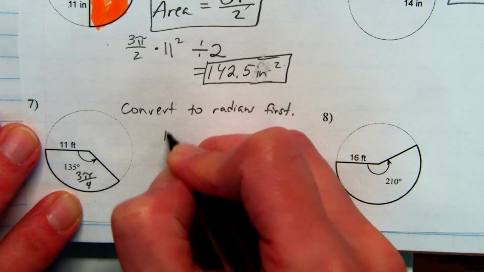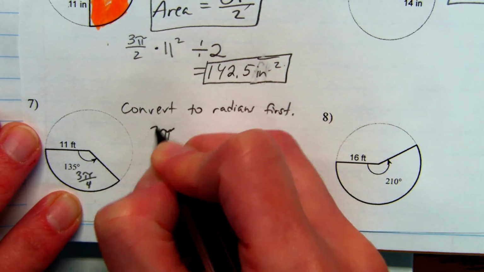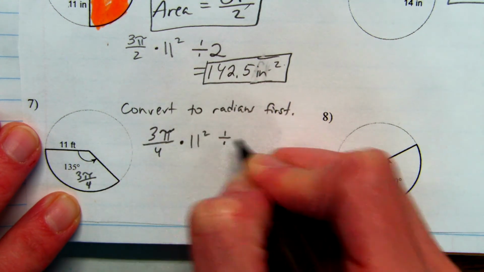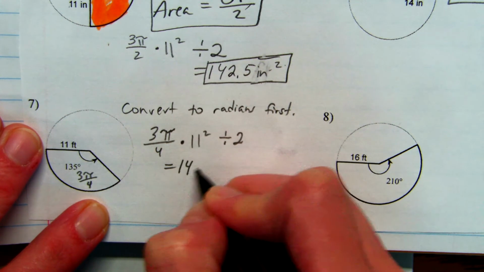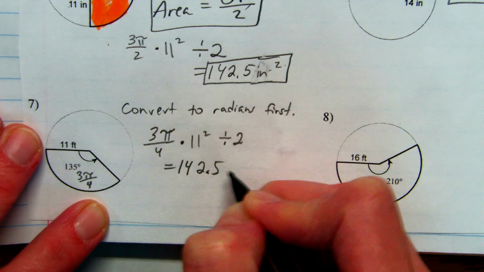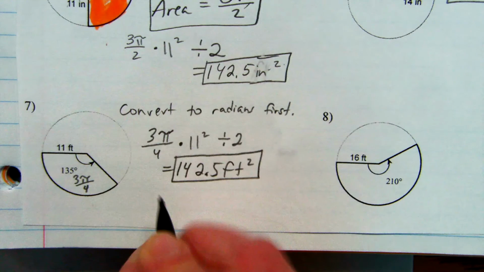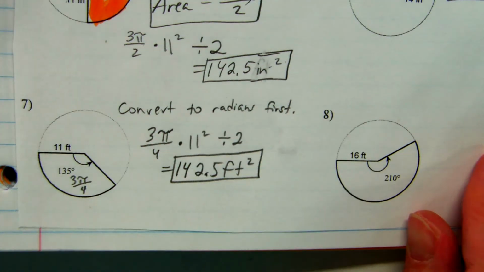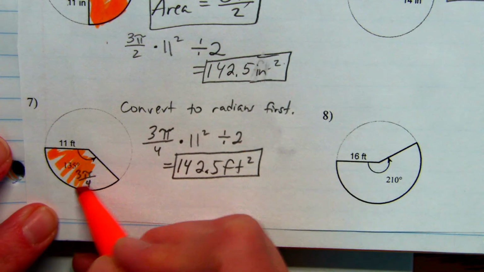So we're going to have 3 pi over 4, times 11 squared, and then divided by 2. And it comes out 142.5, if we round to the nearest tenth, feet squared. And we found the area. That's the area of this whole slice.